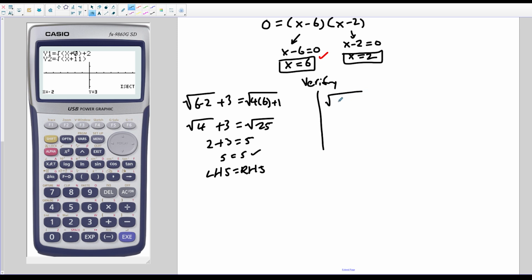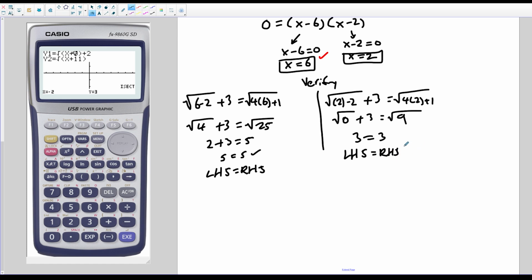And let's check out the solution of x is equal to 2. So once again, we have the square root of 2 minus 2, plus 3, is equal to the square root of 4 times 2 plus 1. So this gives me the square root of 0 plus 3, and this is equal to the square root of 9. 3 is equal to 3. So the left-hand side is, in fact, equal to the right-hand side. So x is equal to 2 is also a solution.